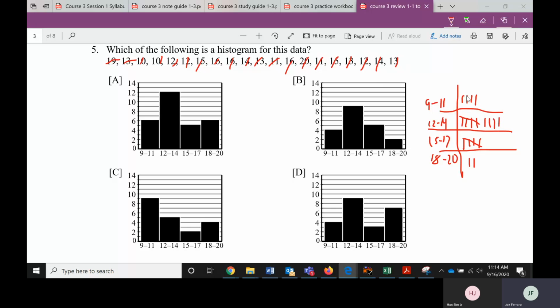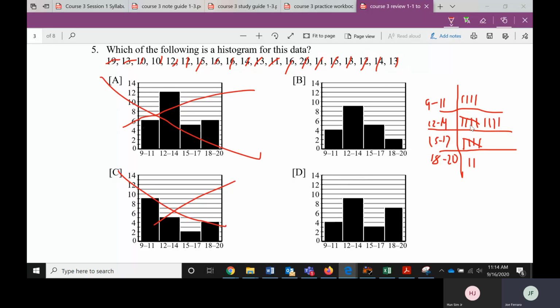We have 4 from 9 to 11. So if we look, this one has 6 from 9 to 11. So right there, if we're confident we did this right, this one is out. We don't even have to check them all. That's out. 4 from 9 to 11, good. 9 from 9 to 11, not good. And this one has 4 from 9 to 11. So far these two.